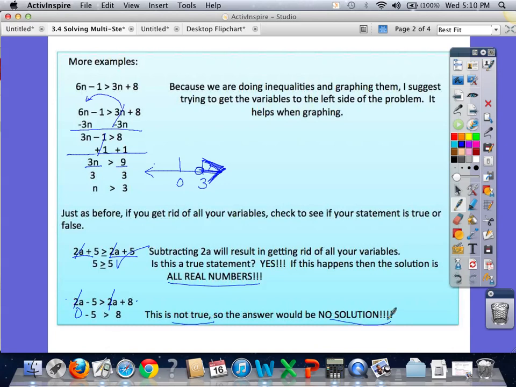So if the numbers do not match up, and it's a false statement, it's no solution. But if it's a true statement, it's all answers. It's all real numbers.